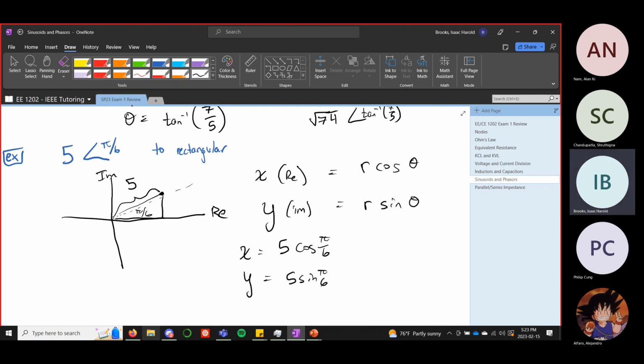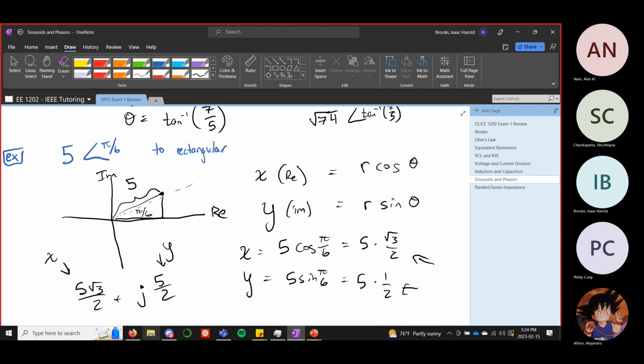And if you remember your unit circle, this is 5 times the square root of 3 over 2. This is 5 times 1/2. Okay? So we could write this. We're not done yet. We could write this number as 5 root 3 over 2 plus j, because it's imaginary numbers, 5/2. This is the y coordinate, the x coordinate. It's really no different from a normal 2D coordinate system. It's just that we write it using imaginary numbers.